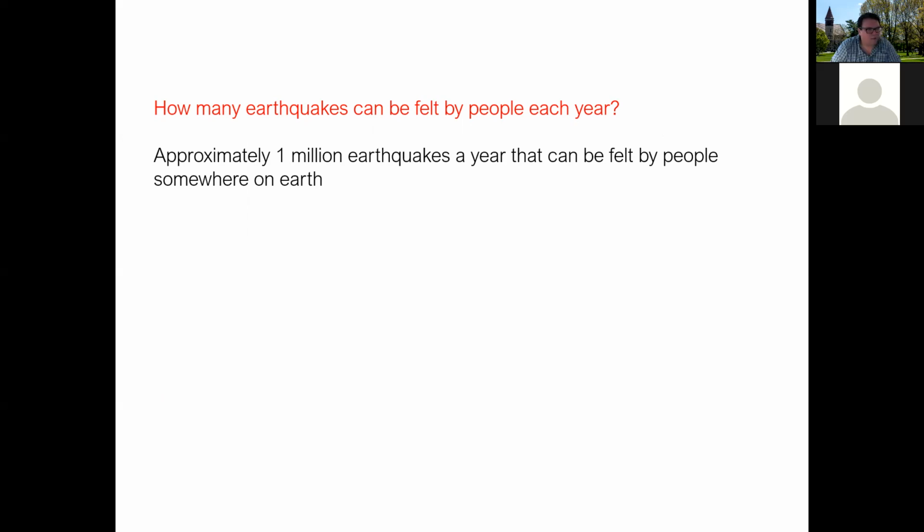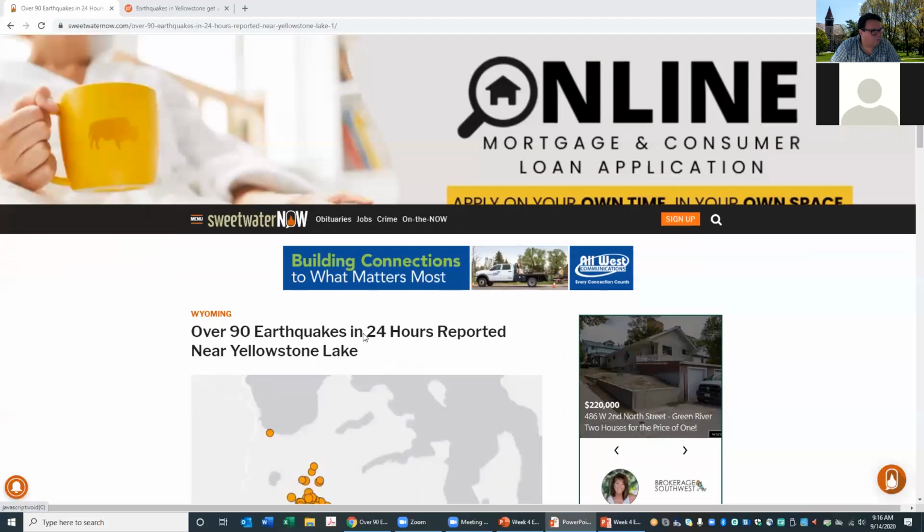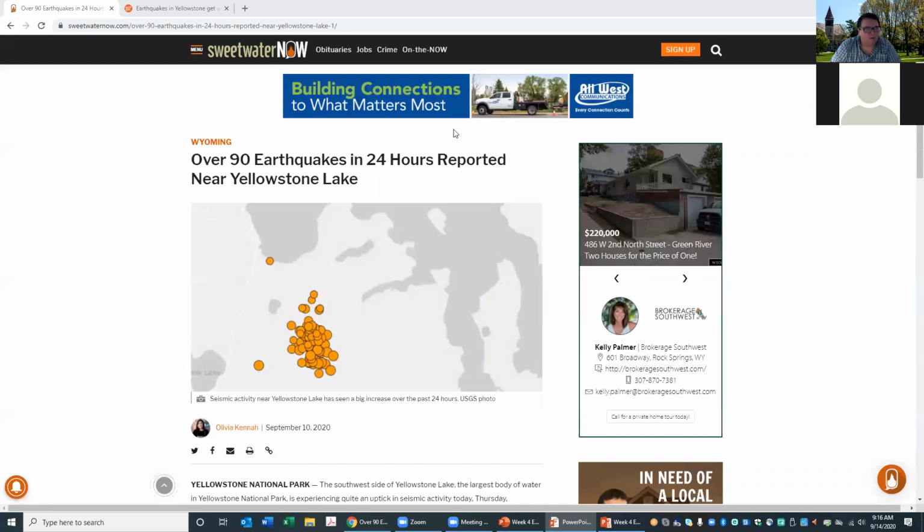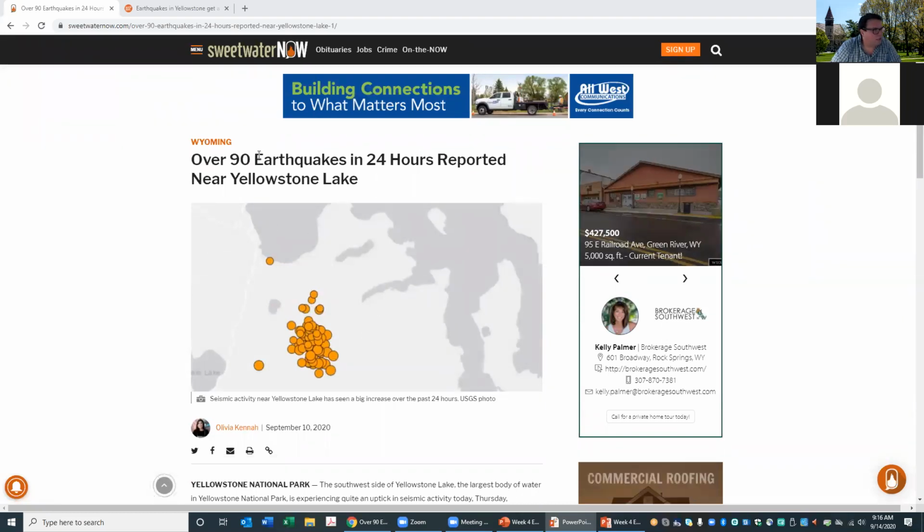I'm going to switch my screens briefly if this goes well. I hope it does. And I'm going to try to share with you some material about some recent earthquake activity in Yellowstone National Park. I got some questions last week about supervolcanoes, and hopefully everyone can see the screen. If not, let me know.